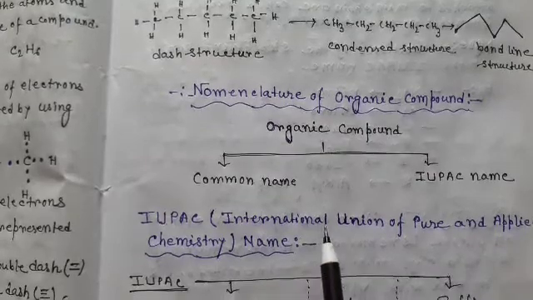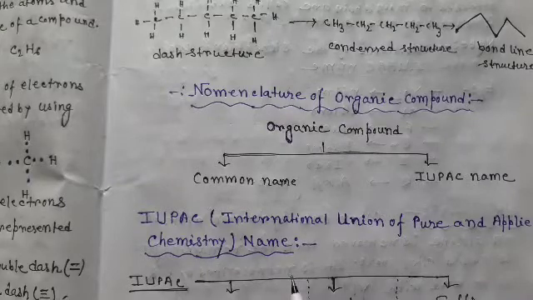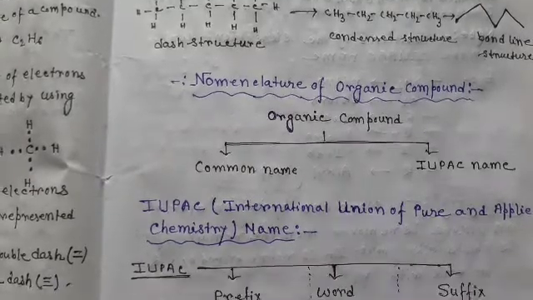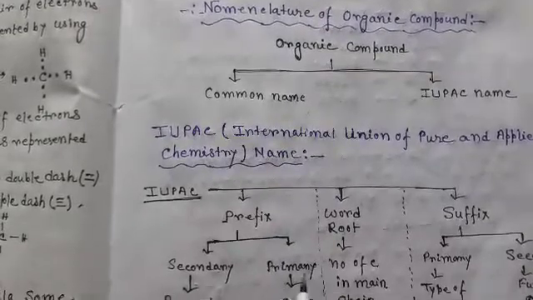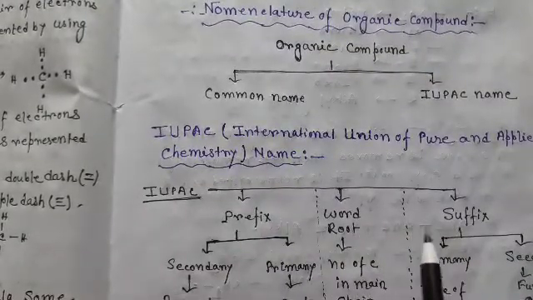This name is given by IUPAC. Now students, we will learn how to write an IUPAC name. The IUPAC name is divided into three parts: one is prefix, next is word root, and then suffix.